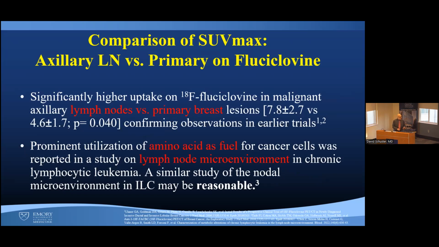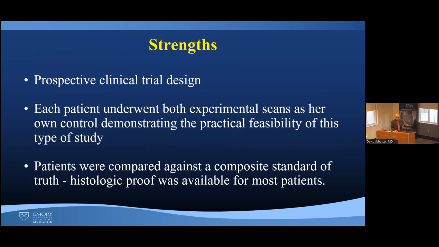So there's significantly higher uptake on fluciclovine in malignant axillary lymph nodes versus the primary breast lesions. This confirmed the observations from the earlier 2 trials. We know that there's prominent utilization of amino acid as fuel for cancer cells, and this was reported in a study of lymph node microenvironment in chronic lymphocytic leukemia. Now, again, it's not breast cancer, okay? So I'm trying to draw in from the literature all over the place. So a similar study of the nodal microenvironment of ILC may be reasonable.